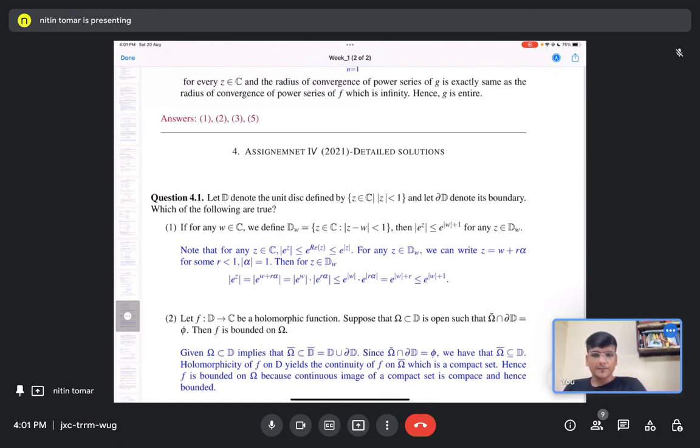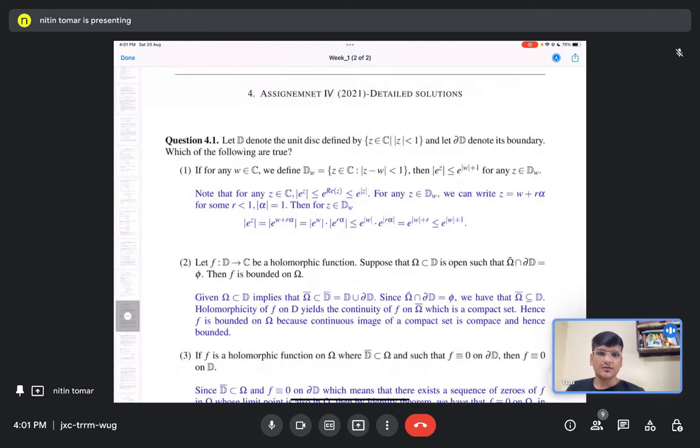So, in today's session, or more like a discussion, we are going to discuss the fourth assignment of MA57 Complex Analysis 2021.